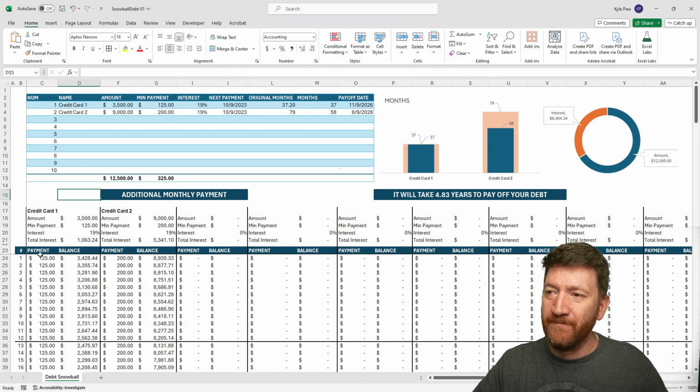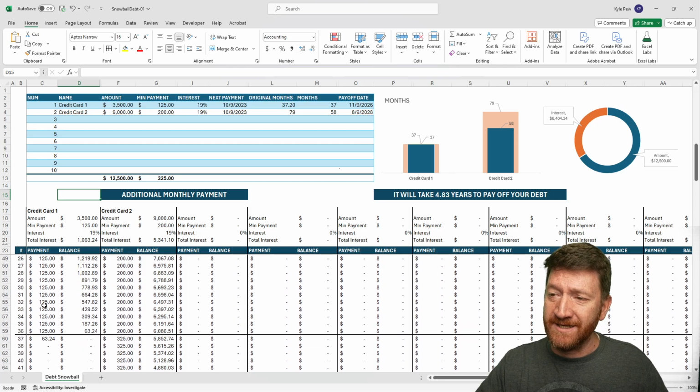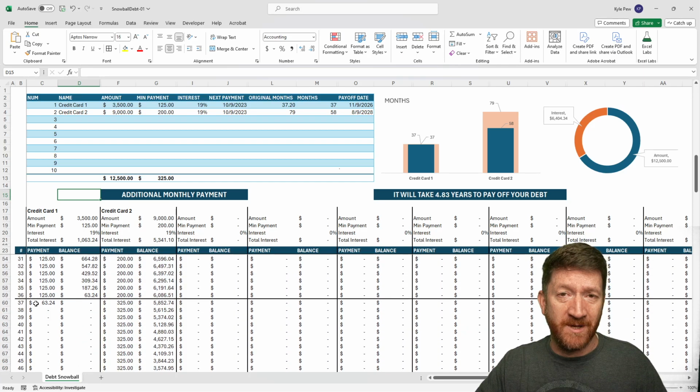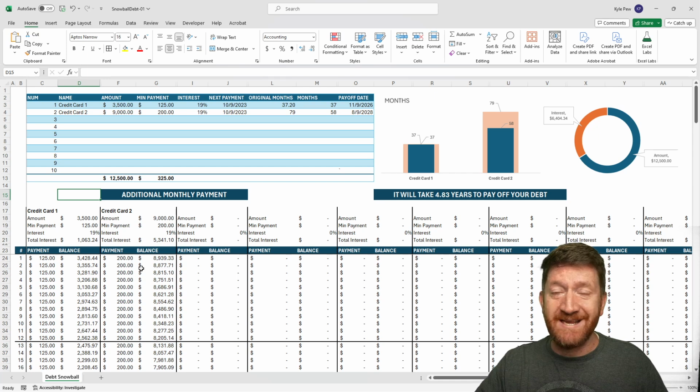Well, let's look through here. My first one, my smallest debt, is $3,500, but I'm paying the minimum amount, $125, and it's going to take us roughly 37 months to pay off. Now the second debt, which is $9,000, has a minimum of $200 and 19% interest. We're paying that $200 at the same time we're paying the minimum on the first one, right? $125 for this bill, $200 for this bill every month, and that's a total of $325.